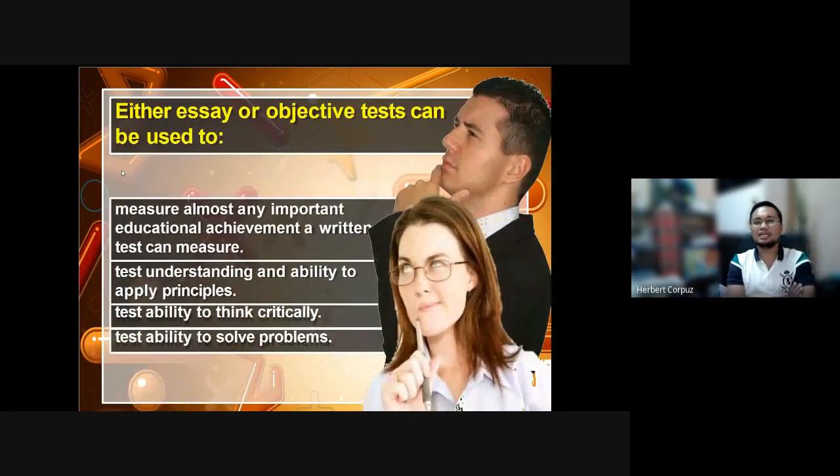Okay, now, you can also make use of either essay or objective test if it can be used to, first, measure almost any important educational achievement a written test can measure. So you can make use of both essay or objective. You can make use of both test types if you test understanding and ability to apply principles, the ability to think critically, and the ability to solve problems. So, if these are all your reasons why you do tests, then you can make use of either essay or objective test. Okay? So, remember those reasons.